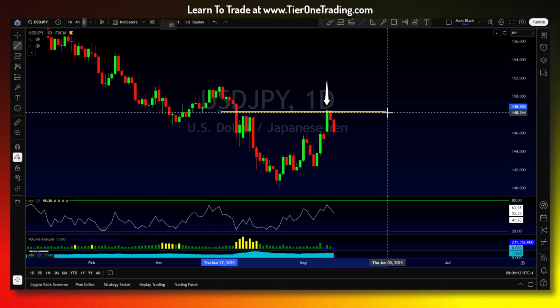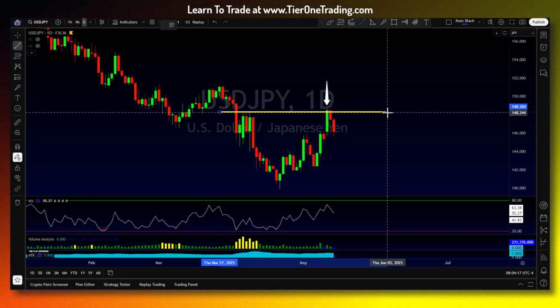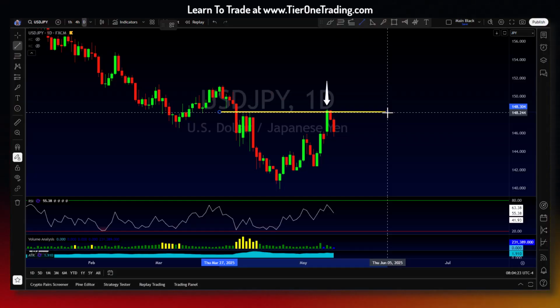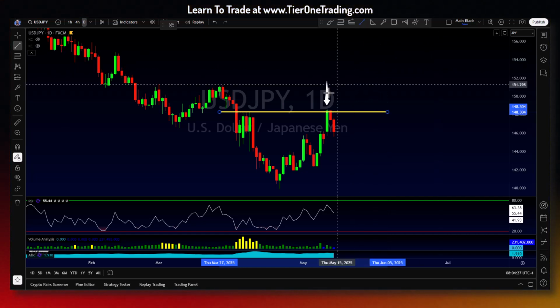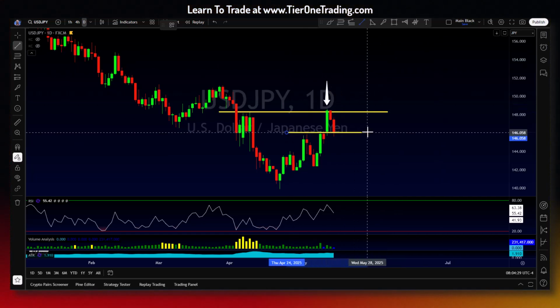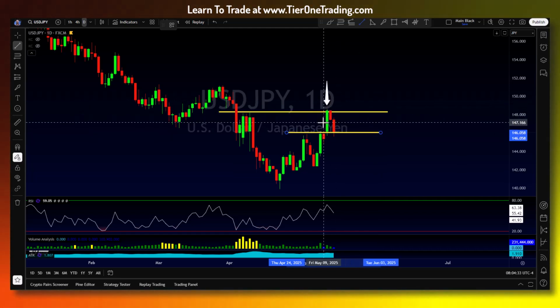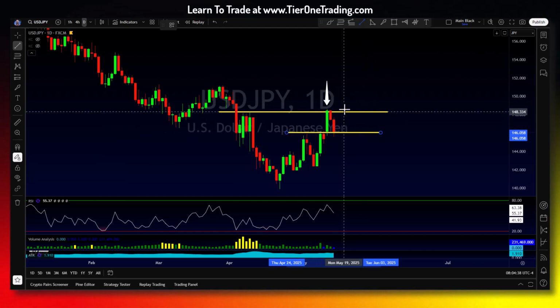We expect what? A continuation higher. We know that markets like to breathe, so we don't always continue higher right away. Sometimes we go lower. And if we go lower, where do we expect price action to go lower to? Previous levels of structure before working a little bit higher. So we could be in a situation right here where we have a pullback for a potential move higher.